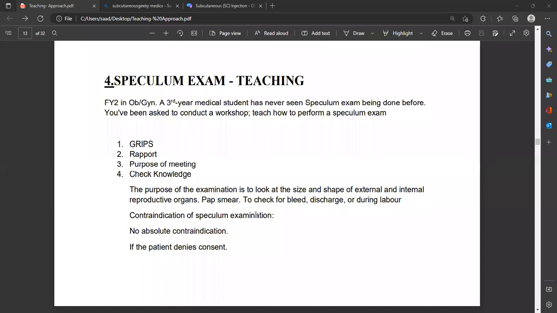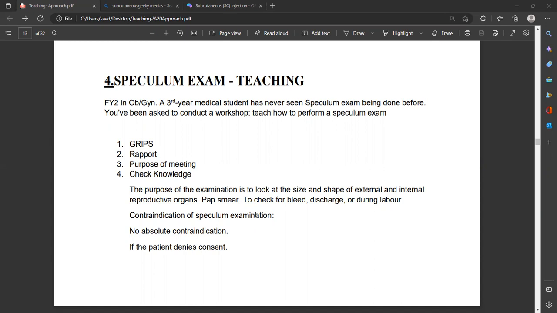Okay, so again, you're FY2 in Obs and Gynae, and a third-year medical student is here to learn how to do a speculum examination. You enter into the room, smile, greet, introduce. Now, building rapport, again, same building rapport. So how is this third-year medical student? They are there for 1 week. Just ask about rotation, about the exams.